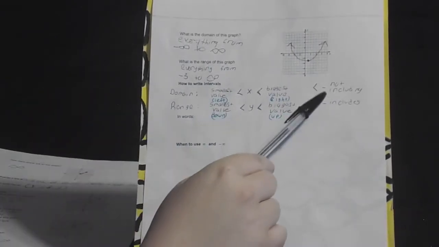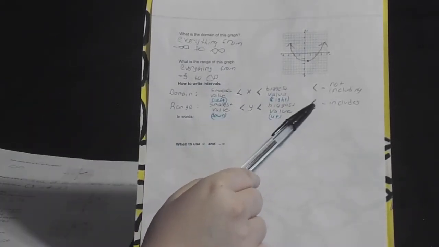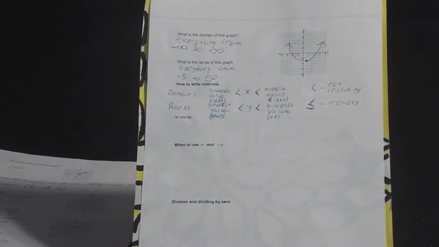Basically, if it's a number, you're including it, because there's usually going to be a dot at that number you're talking about, right? However, you can't include infinities. Infinities should get this symbol, okay? The reason why you can't include infinity is that it's not a real number. Infinity just means like forever and ever and ever and ever, so you can't include a number that doesn't actually exist. It's a pretend number.